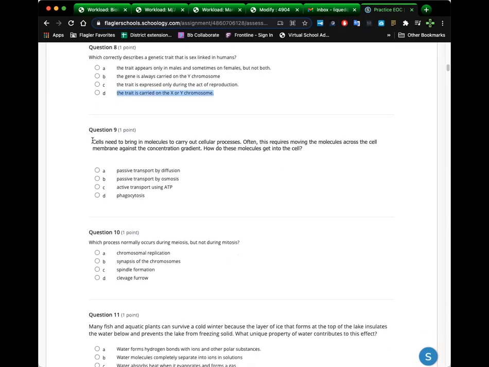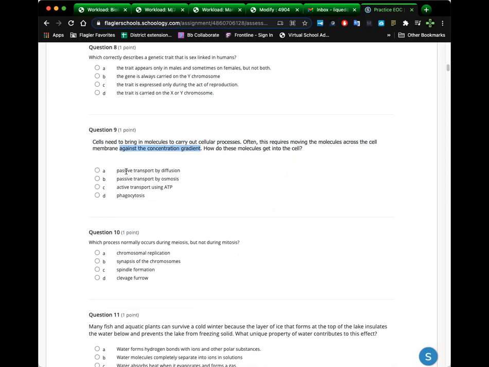All right, we're talking about cellular transportation here. How do the molecules get into the cell? It's not really enough, so we'll go back a little bit more. Moving across the cell membrane against the gradient. That's kind of the key words there, against the gradient. So think of that as like against the natural flow. So that's going to require energy.